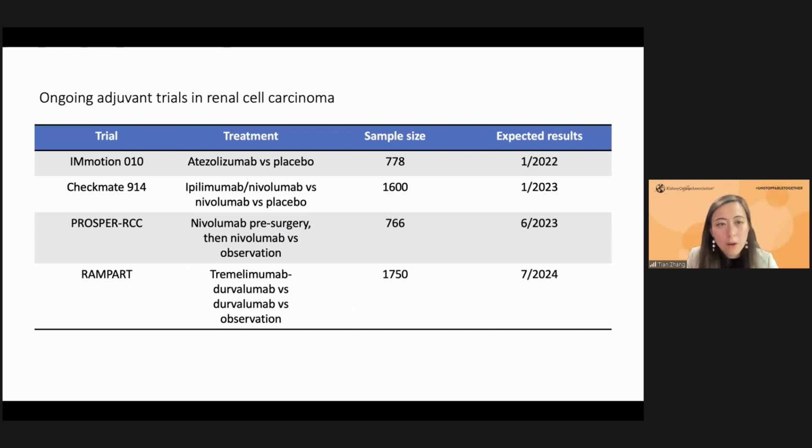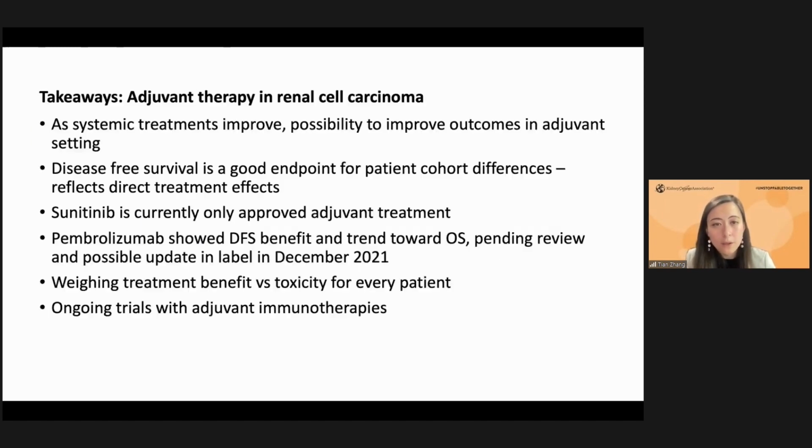There are several ongoing adjuvant trials in kidney cancer, some of which have completed accrual. The Emotion and Prosper trials, the Checkmate 914 and Rampart trials, I believe, are still ongoing.